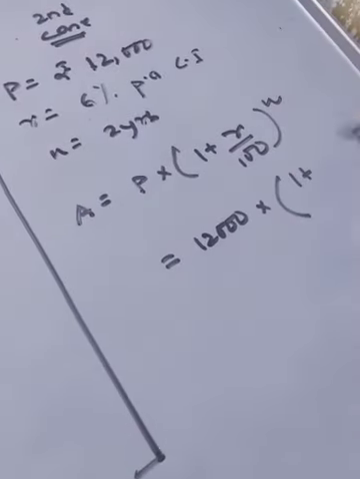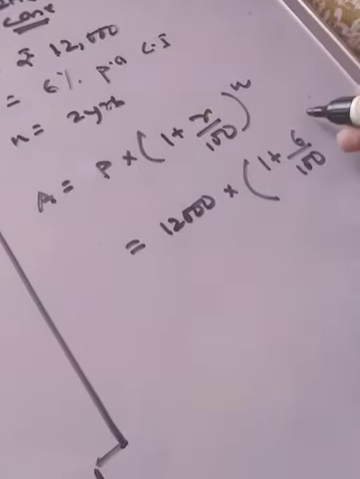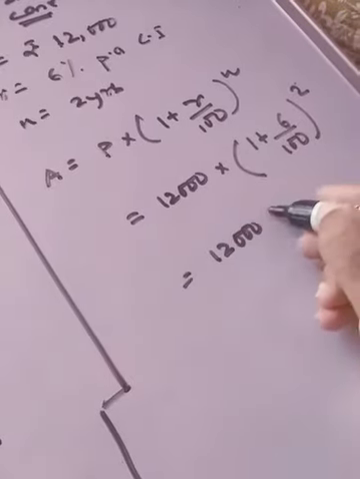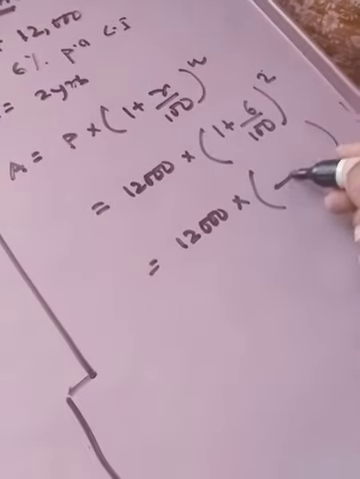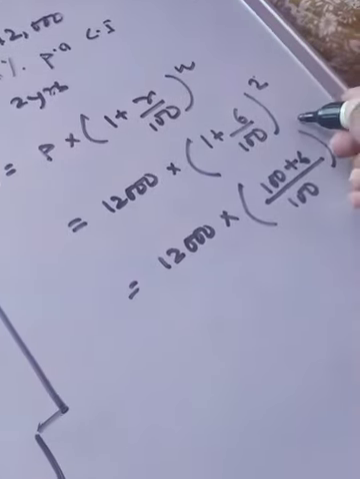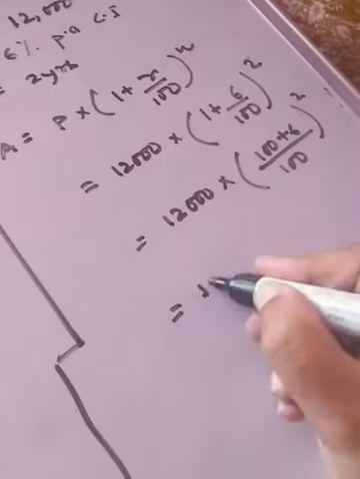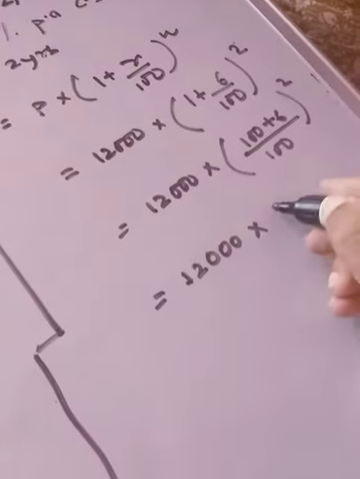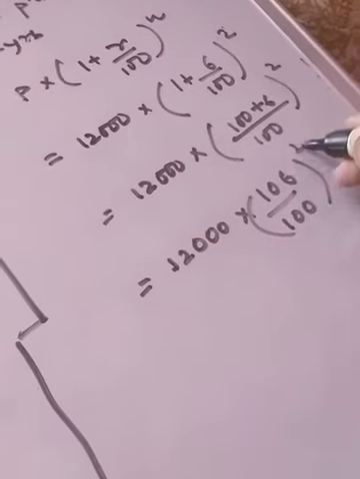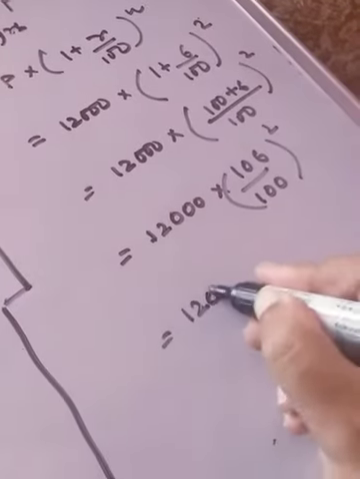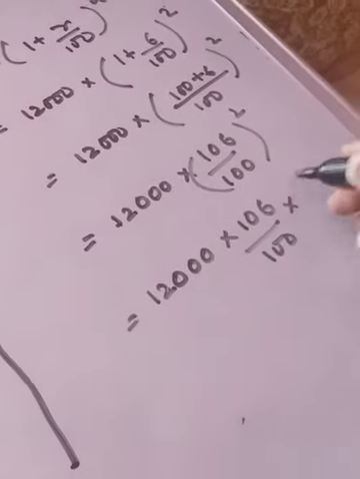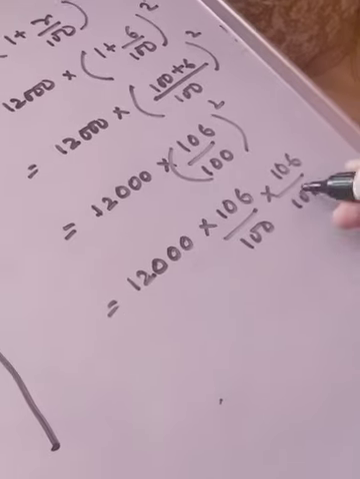So 1 plus 6 by 100 to the power 2. Okay, so 12,000. Now you have to solve the bracket. So this is the LCM. So 12,000 into 106 on 100 square. 106 by 100 into 106 by 100.